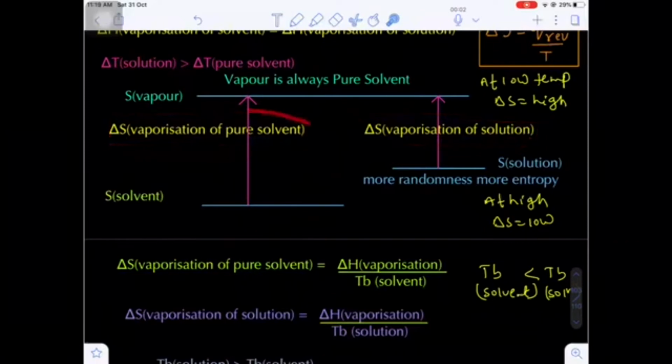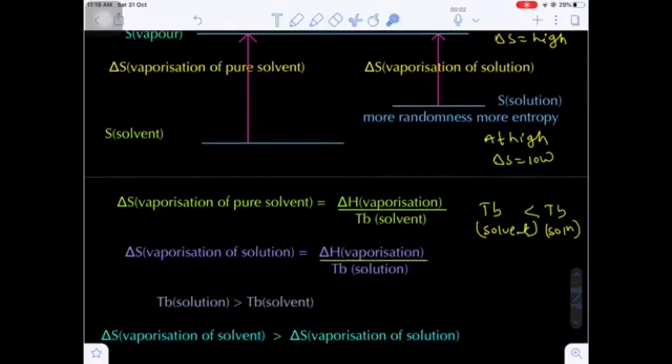So the maximum change in entropy occurs at low temperature, and the minimum change in entropy occurs at high temperature. That means change in entropy and temperature are inversely proportional.